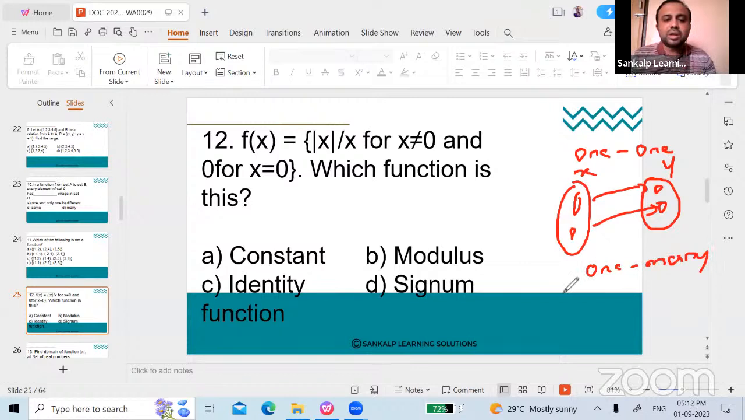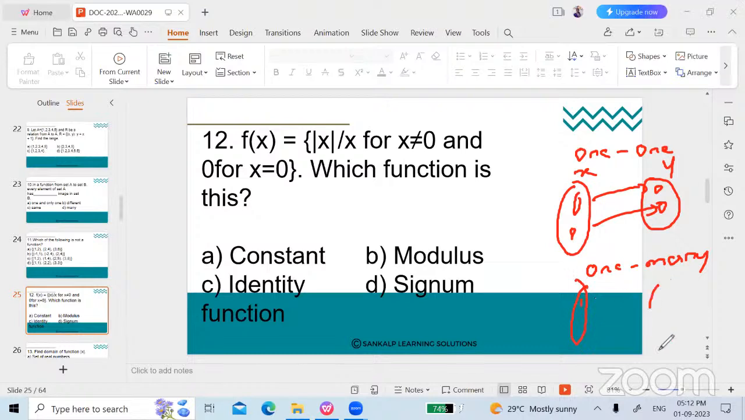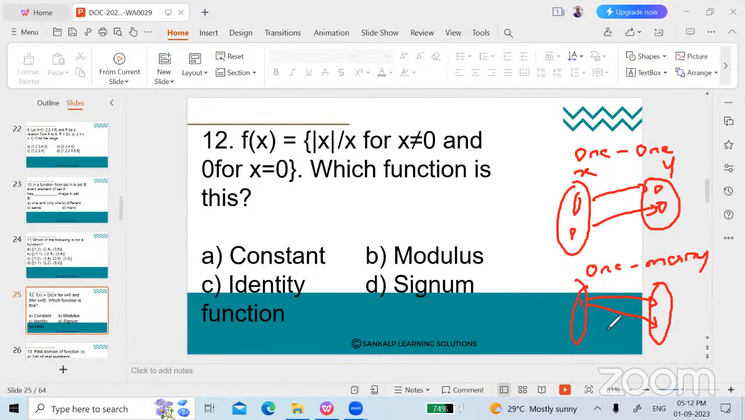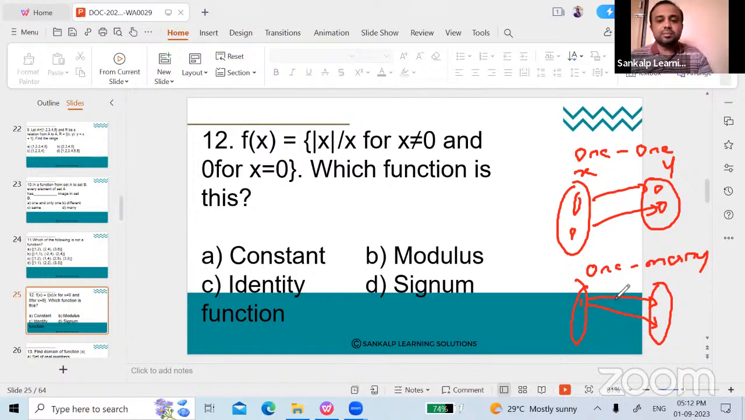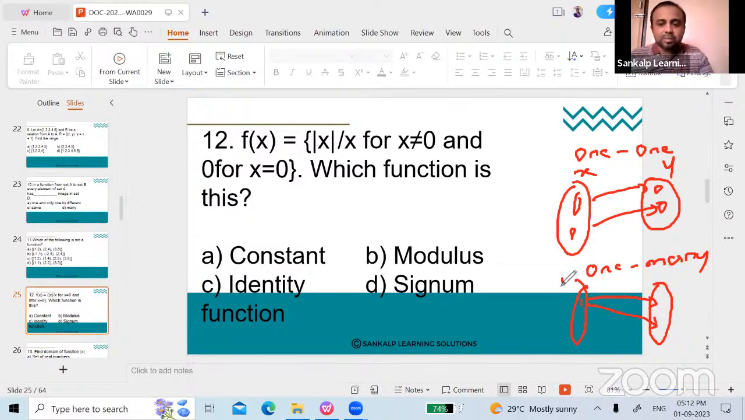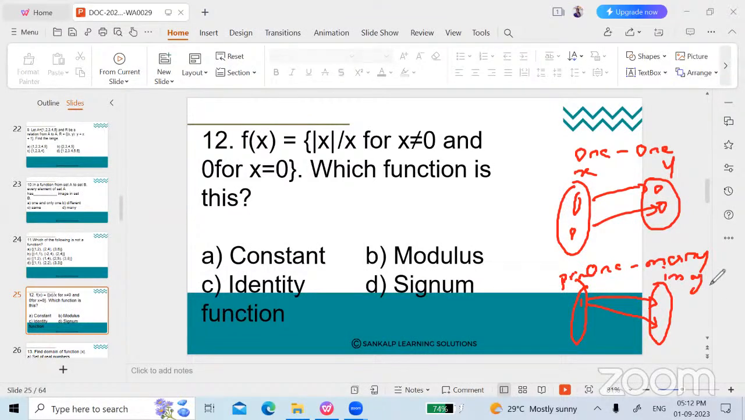Can anyone give the answer? 1 to many means what? One element starts giving the output, meaning one pre-image having images to many elements. Is it possible? Yes, sir. How? One pre-image will have many images. Is it possible?